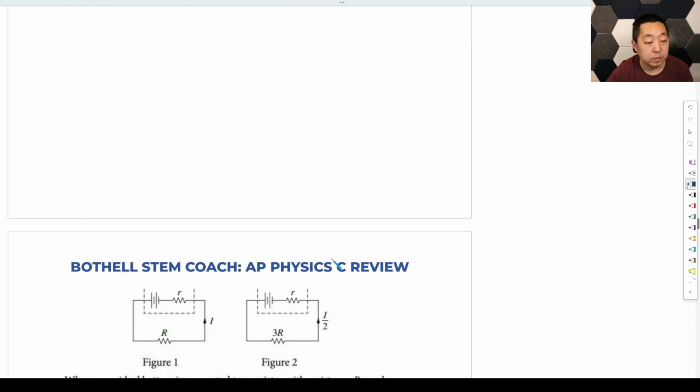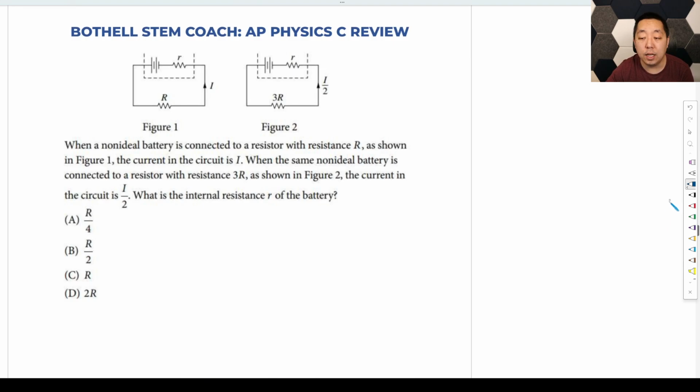Okay. When a non-ideal battery is connected to a resistor with resistance R, as shown in the figure, the current is I. When the same non-ideal battery is connected to a resistor with resistance 3R, the current in the circuit is I over 2. What is the internal resistance of the battery? This is a good problem.